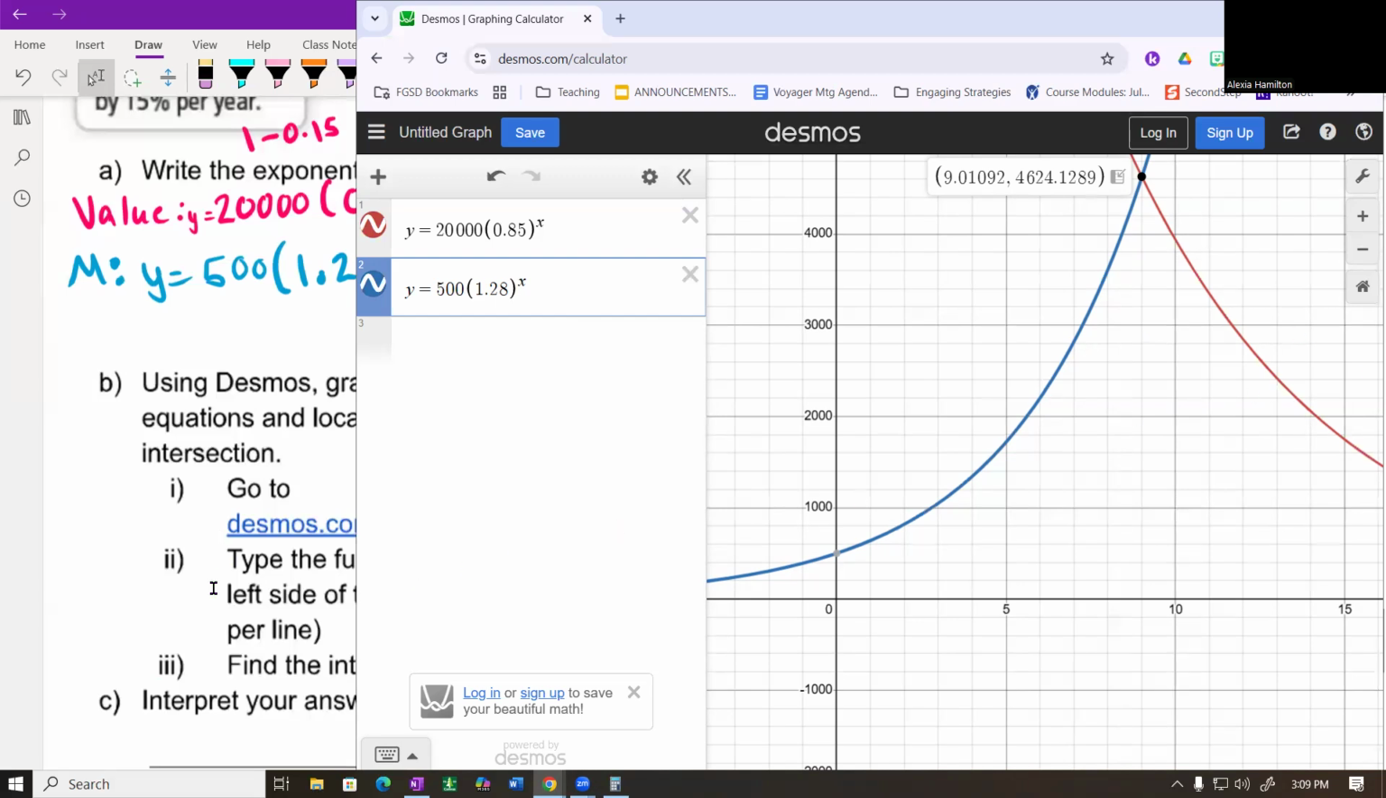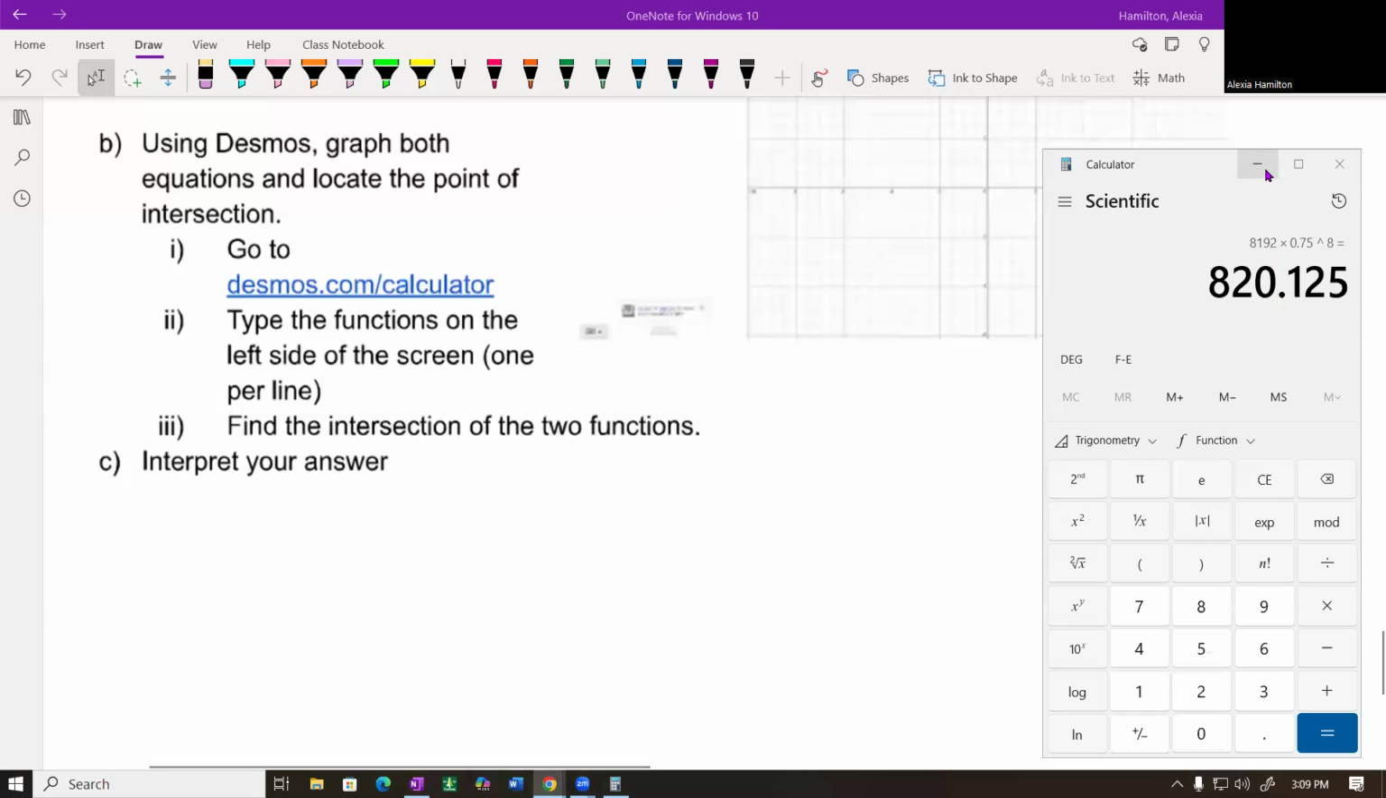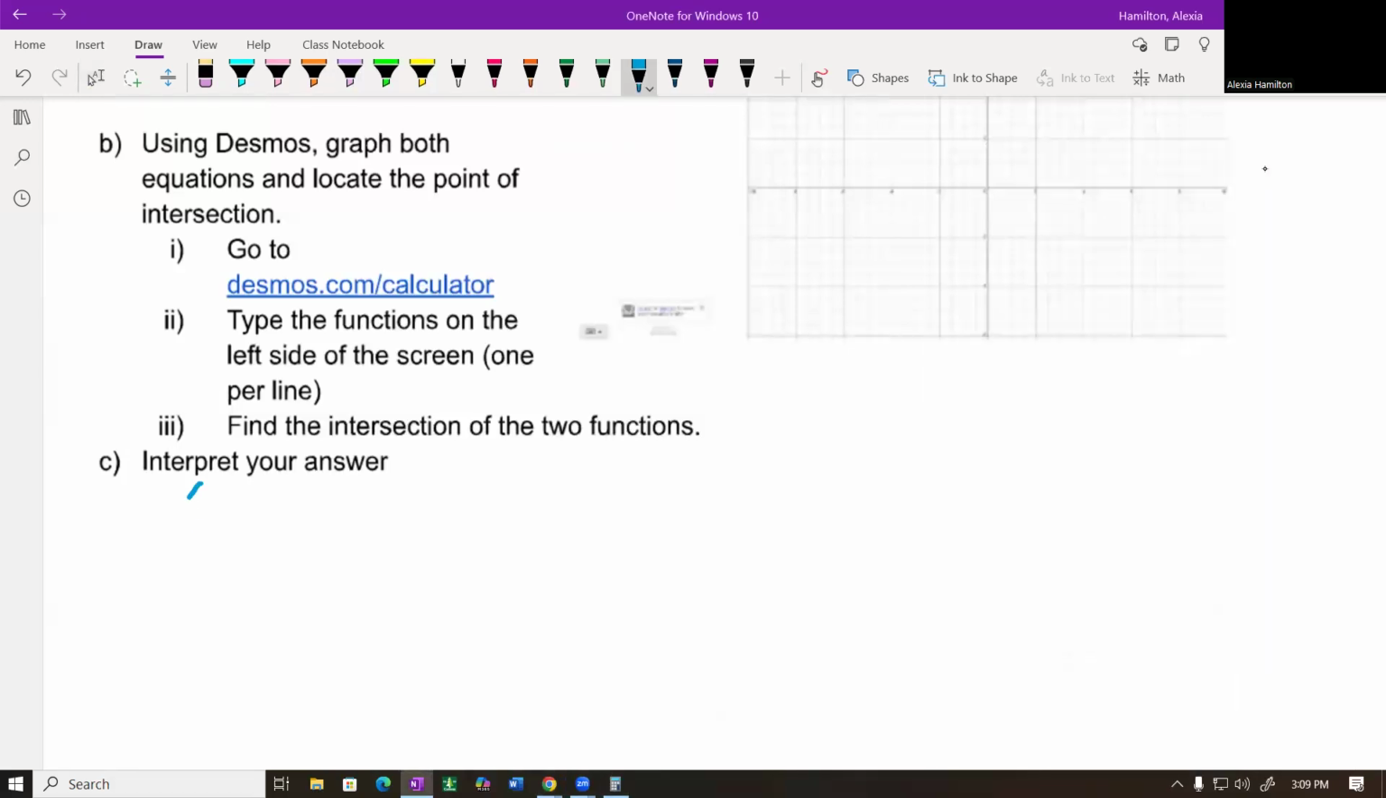But anyway, we needed to find where it intersects. So it intersects at that point 9. And again, I'm just going to round. So I'm going to say it's 9 and 4,624. Move that over to my other screen. So they intersect at the point 9, 4,624. Point whatever. Interpret your answer.